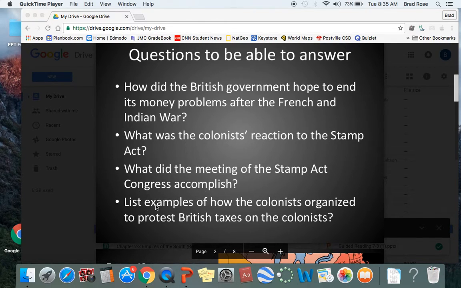The fourth question, list examples of how colonists organized to protest British taxes in the colonies. Looking for different ways that colonists would organize. Any efforts that they were trying to protest British taxes we are looking for here. Again, there's more than one example of this. You're going to have to go through the whole reading to find examples.